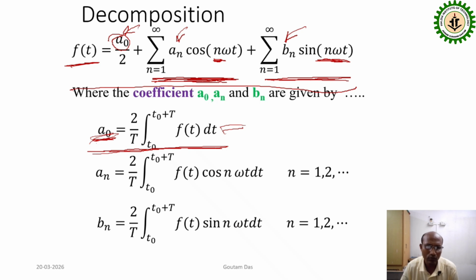To find out the cosine terms available for any function, we need to integrate and find the value of an by this kind of expression, that is 2 by T, 0 to T, f of t cos n omega t dt, where the value of n can be any positive integer. Similarly, bn can also be represented as 2 by T, 0 to T, f of t sin n omega t dt, with n equal to 1 to infinity.